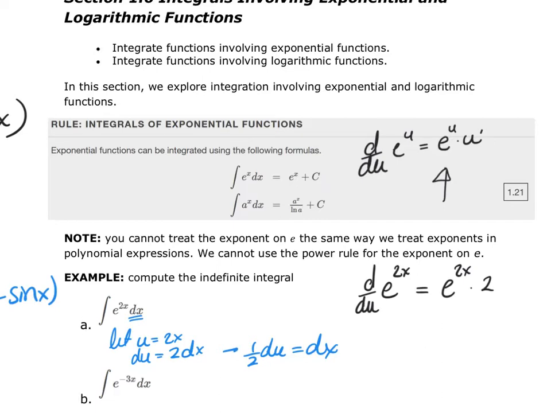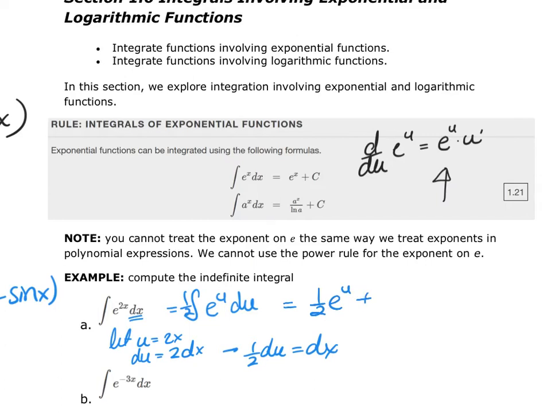So then this would have been, with U substitution, the integral of e to the u du with a 1/2 out front, because I am missing that. And so by using the U substitution, that would have been 1/2 e to the u plus c. And then I just have to remember to replace my u back. So 1/2 e to the 2x plus c.